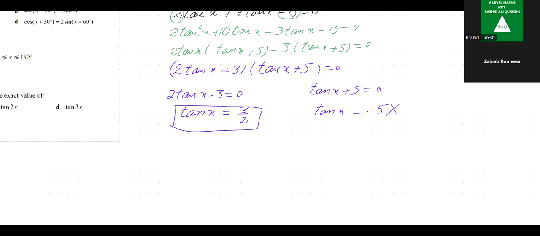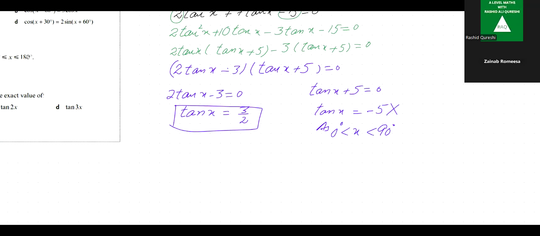Why? As x is lying in the first quadrant, or acute angle, so we have this one. That's why tan of x is minus 5. Minus 5 means the tan is negative, and tan is negative in the second and fourth quadrant, and both the quadrants are not required.